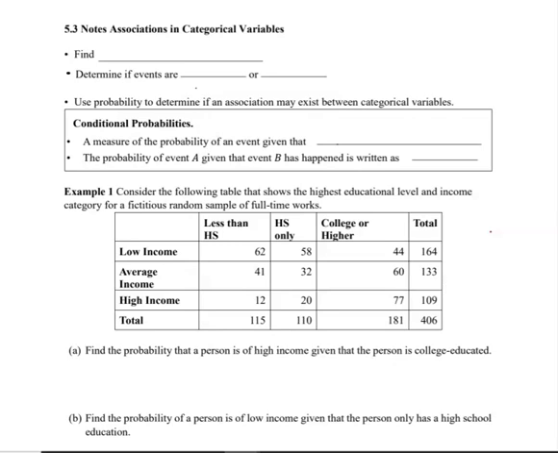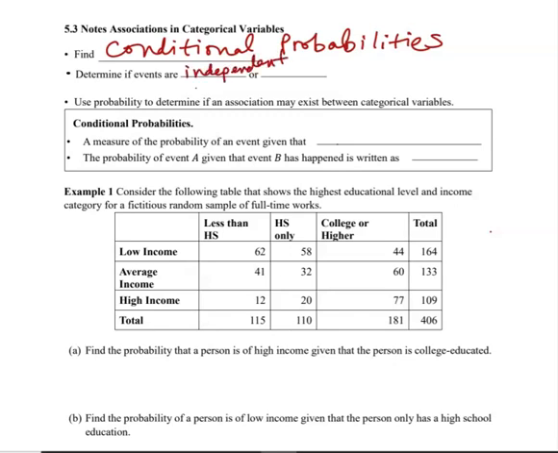So a couple of objectives here. The first is to be able to find conditional probabilities. We'll talk about what that means and how to calculate conditional probabilities, and to determine if two events are independent or associated. And that, of course, relates to that conditional probability.